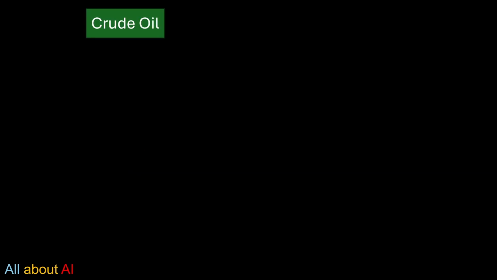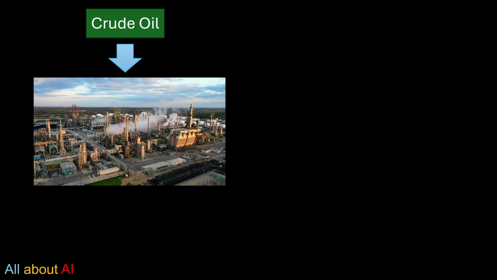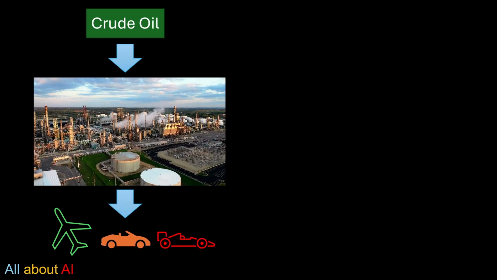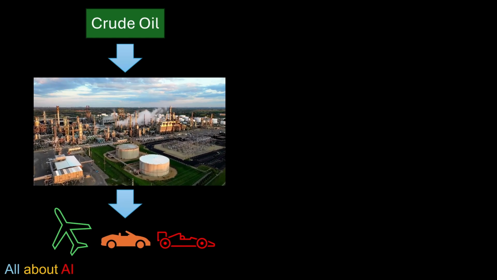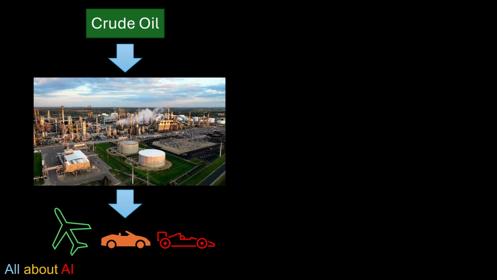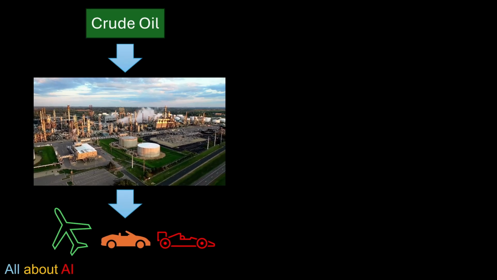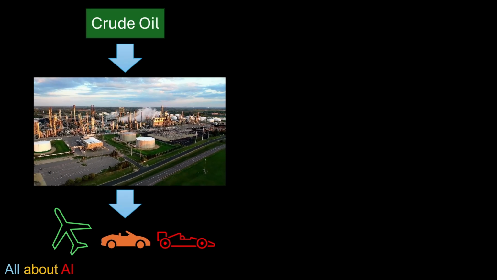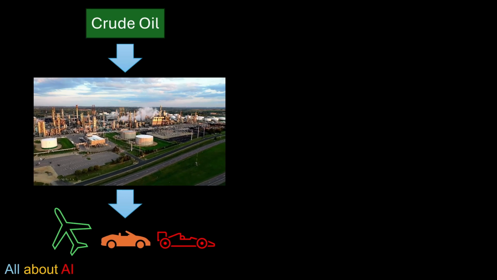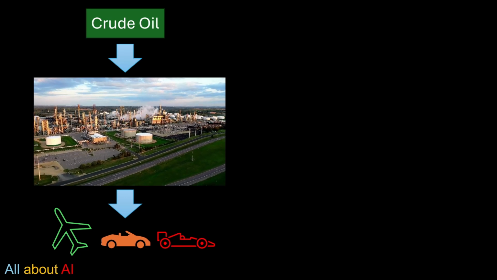So if we compare with our analogy of oil and car, all collected data is like crude oil. Crude oil first goes through a refinery, and then this refined oil is used for cars, Formula 1 cars, different kinds of vehicles, aircraft. All of them have different needs in terms of purity or goodness of the oil.